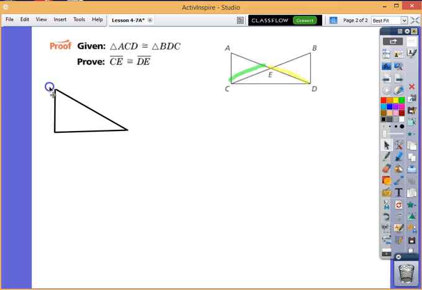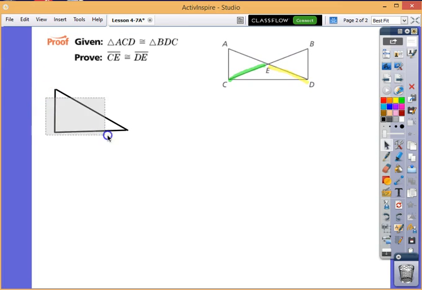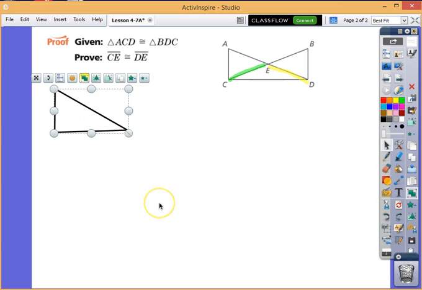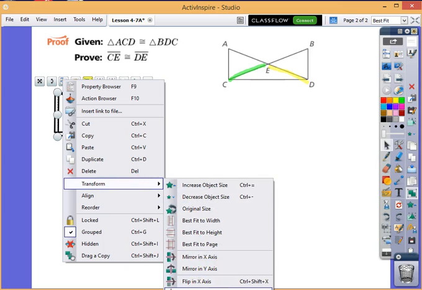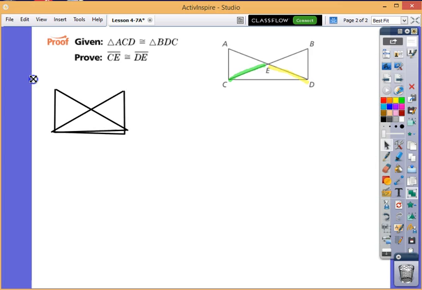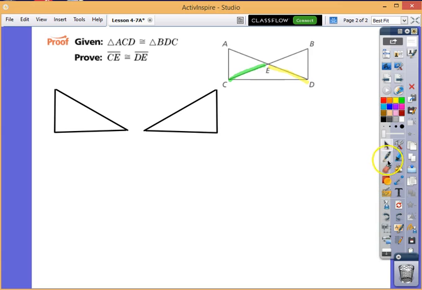So I'll go ahead and do the two drawings, dupe it, and then flip it. Move it over. So you can see how the triangles will be overlapping, and you can just pull them apart. I tilted my triangle a little bit, my apologies. So this is A, C, D, and here's the C, and here's the D, here's the B.